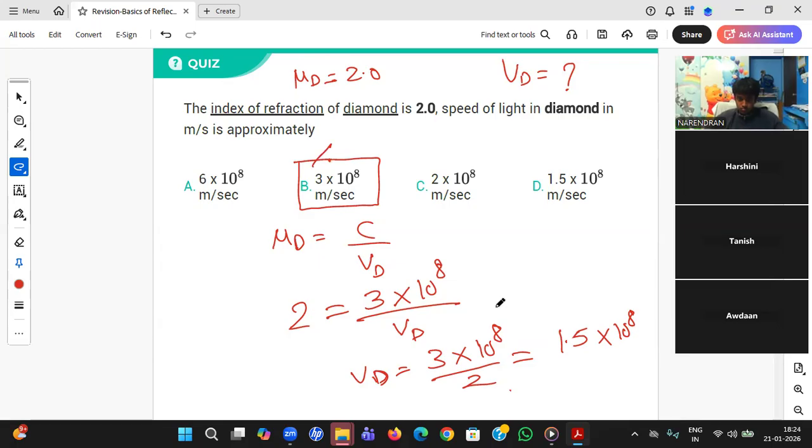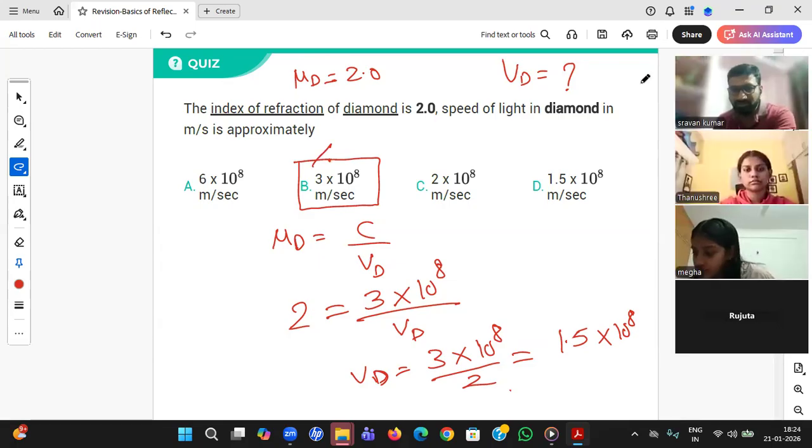Understood, Tanushri? Should I repeat it? Yes, you know this formula mu equal to C by V. Mu is given, C is the speed in vacuum, 3 into 10 power 8. V you need to find. So V will go there, 2 will come here. 3 by 2 is 1.5.